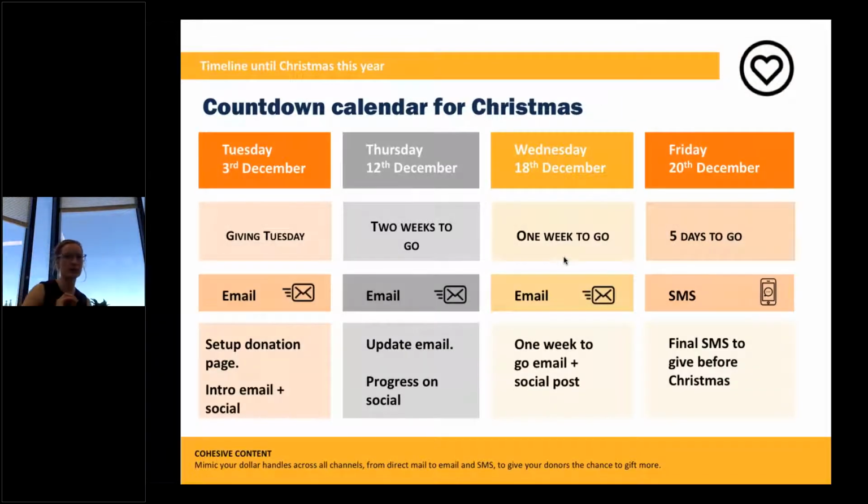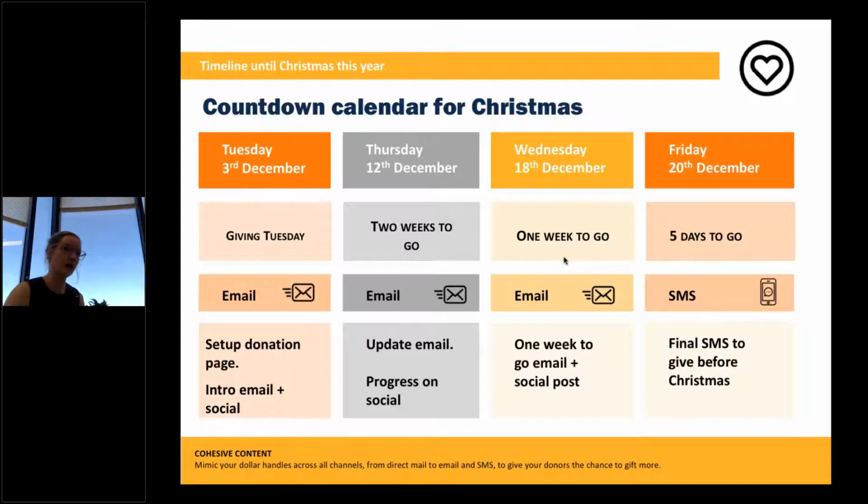So I just want to give you a really quick little countdown calendar for Christmas. This is giving you a bit of a background as to when you would actually post. Looking at Christmas, what we would suggest is Tuesday the 3rd of December. It's a month to go, but it's also Giving Tuesday. So this is a really nice time to send that first email, to set up your donation page and really launch your Christmas campaign. You can do that by having a social post and an email, and just getting your charity link out there to begin with.